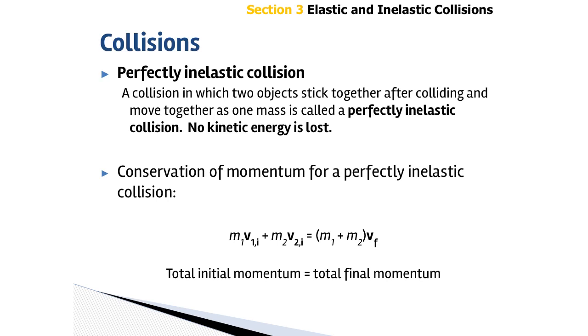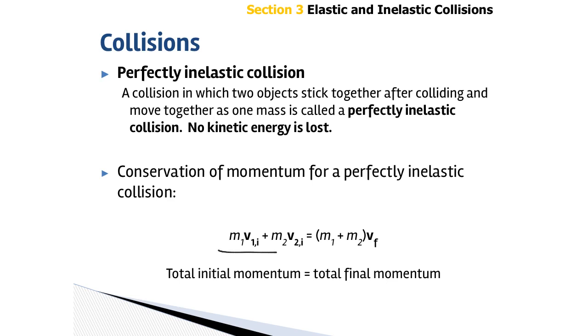In section 3, we're going to talk about elastic and inelastic collisions. A perfectly inelastic collision is a collision in which two objects stick together after colliding and they move together as one mass. No kinetic energy is lost. In conservation of momentum for a perfectly inelastic collision, we're going to use this equation.